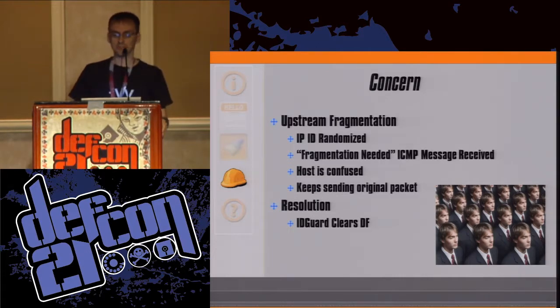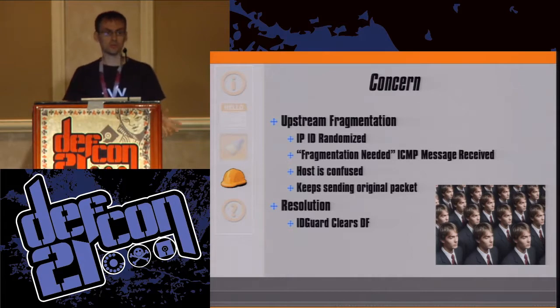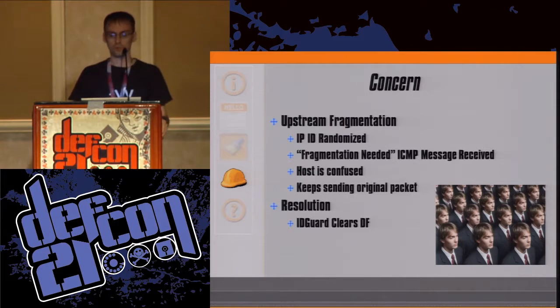The resolution is ID guard clears the do not fragment field. Now this does break MTU path discovery. I have not had a problem with that so far. You may have a problem, so it's something that I will be continuing to look into. If you run into this sort of problem, you can always add an exclusion for that particular host. Okay, so problem solved.